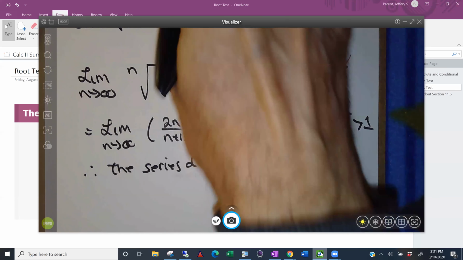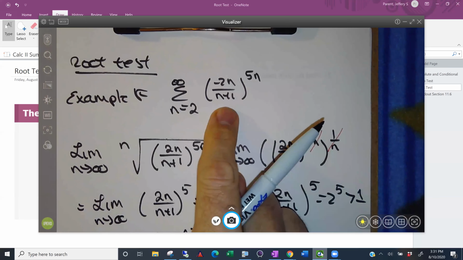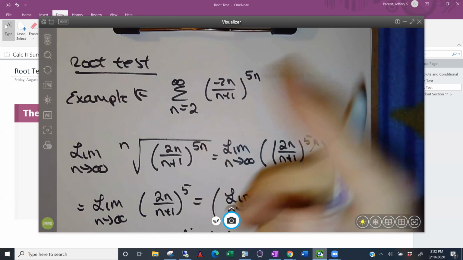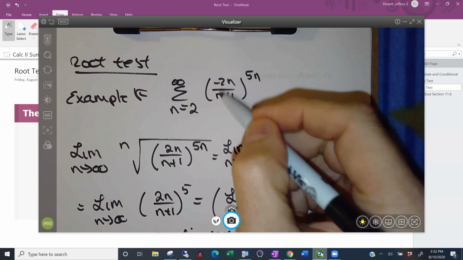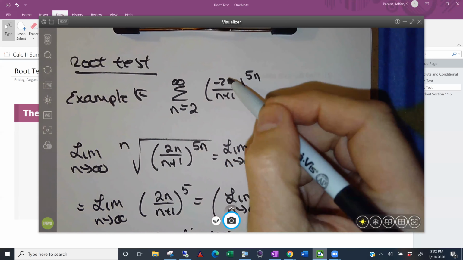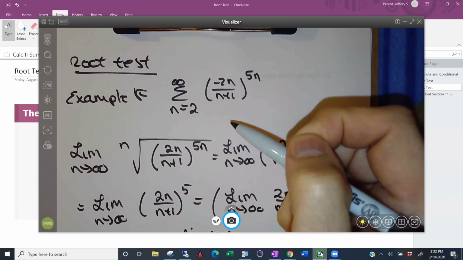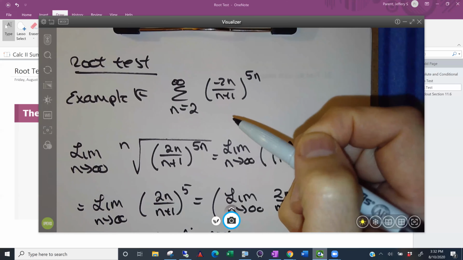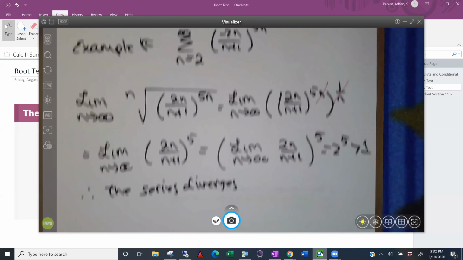So in hindsight, looking at this, you can take a look at these terms. You get an n and n plus 1. So these terms are either going to 2 or negative 2, but they're certainly not going to 0. So it's not a surprise that this limit didn't converge, but it's nice to be able to show it. And we did it with the root test.